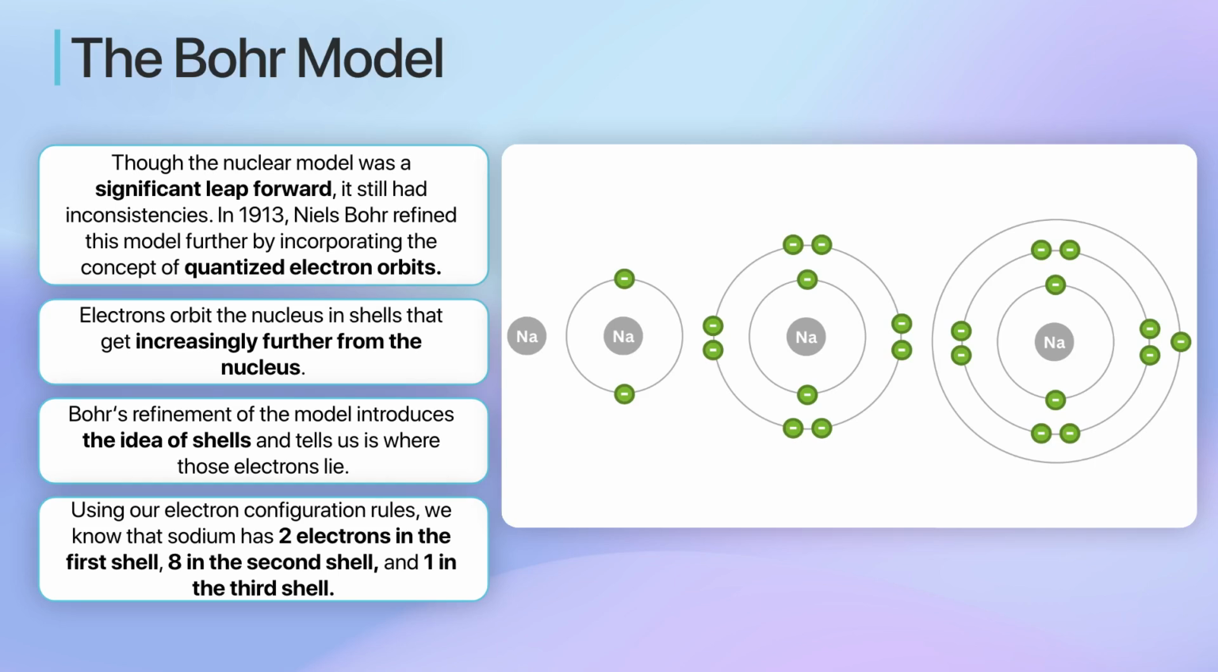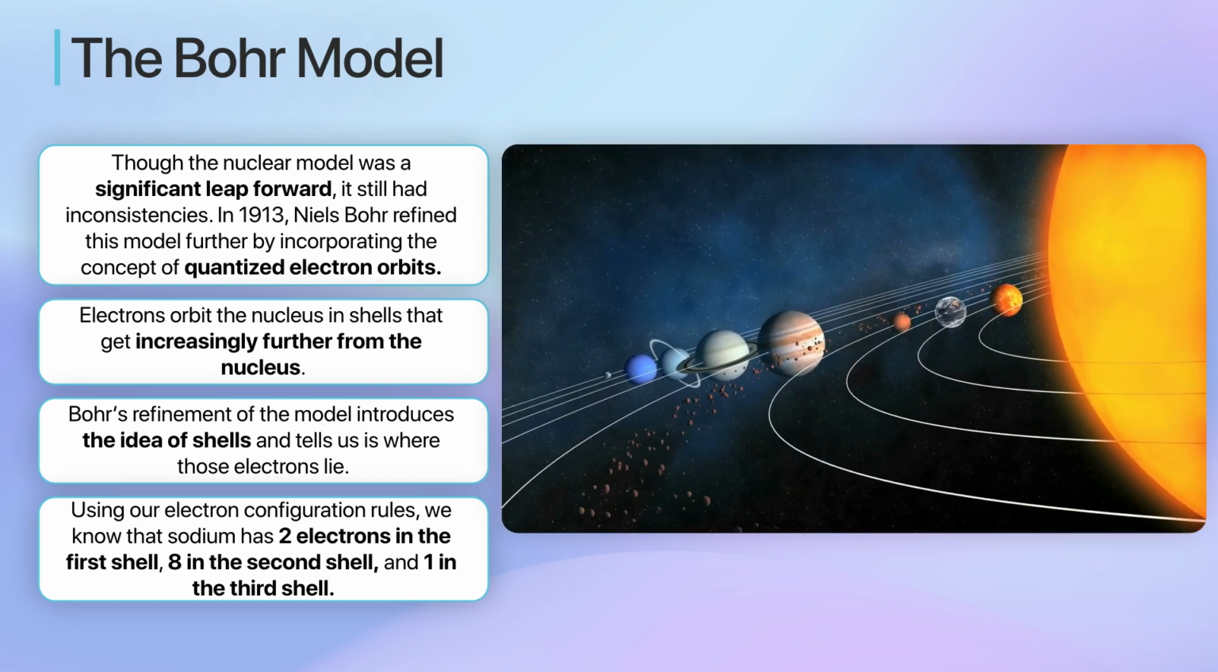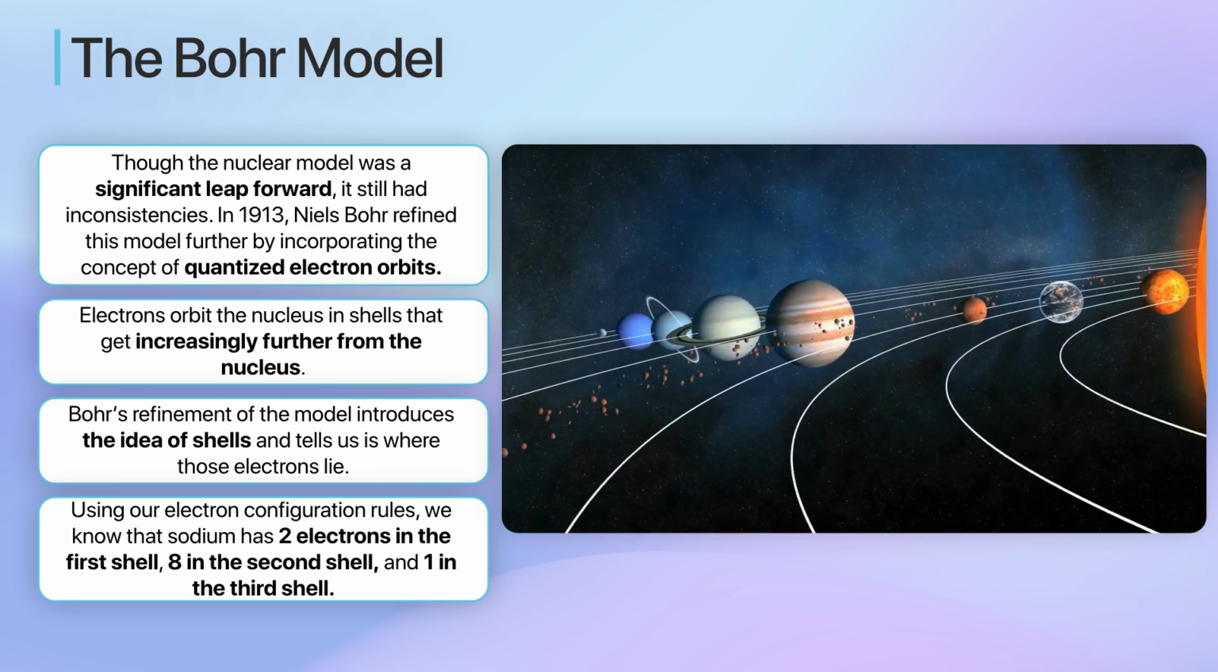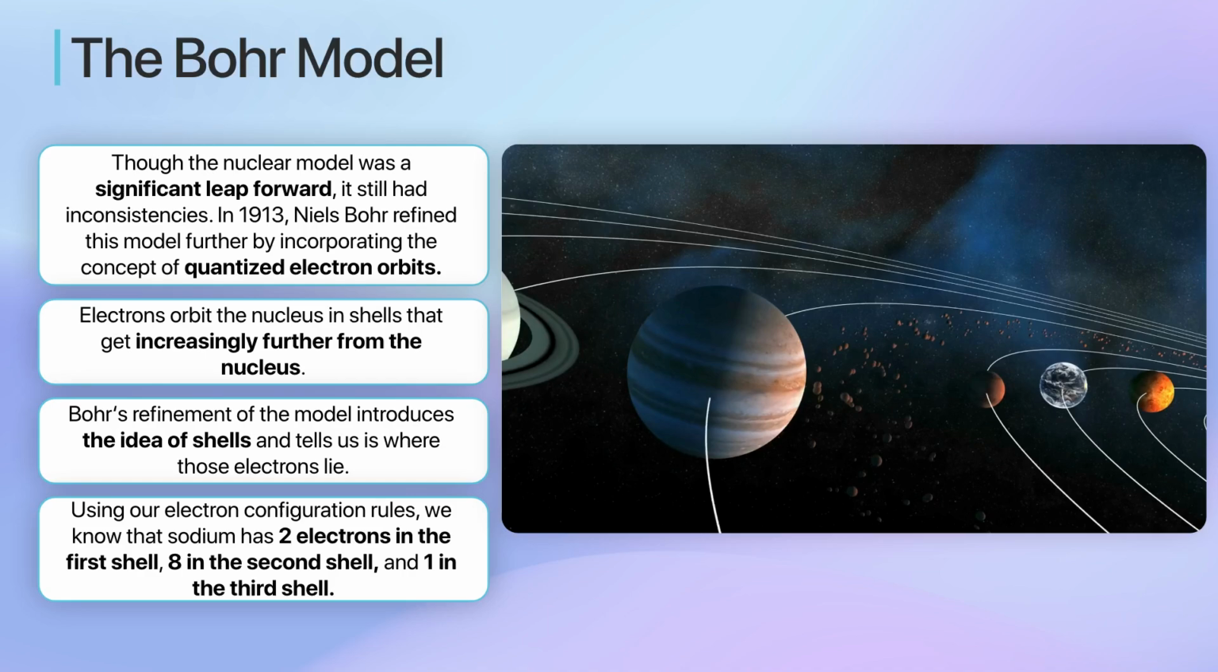The idea of shells is precisely what the Bohr model added. Prior to this refinement, it was not known how electrons behaved around the nucleus, or where exactly they were. Bohr suggested that electrons orbit the nucleus at specific distances called energy levels, similar to planets orbiting the Sun. Much like planets, electrons cannot go in between orbits. They can only exist at their particular energy levels.